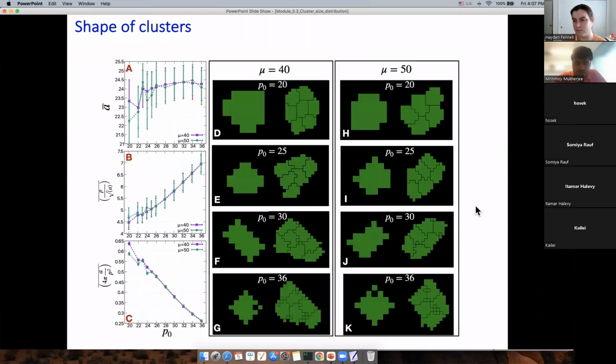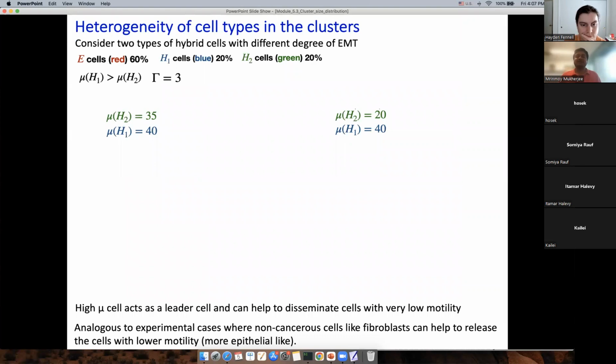I think let me go through this, because previously we have discussed these clusters. Whenever they release, the cells are heterogeneous. That means all the cells do not have similar motility or similar adhesion property. So this is how this heterogeneity helps. For that case, we just test one simple scenario. So just choose 2 different kinds of hybrid cell, H1 and H2. Similar setup, 20%, 20%. Just choose the similar adhesion property gamma, but mu of H1 is greater than mu of H2.